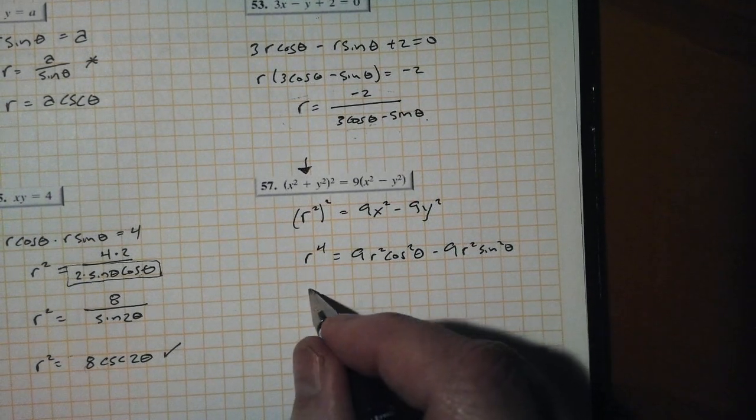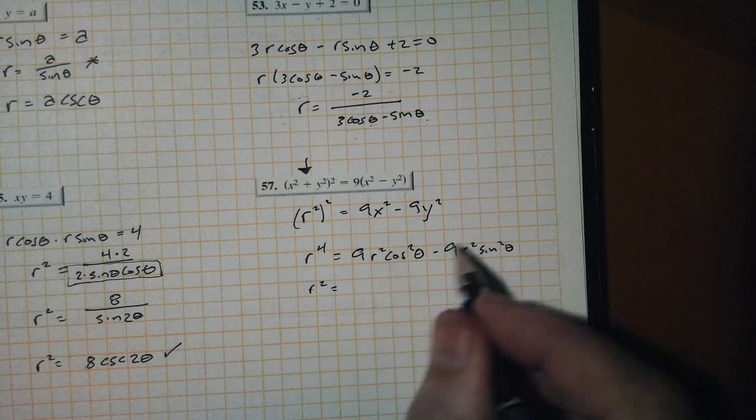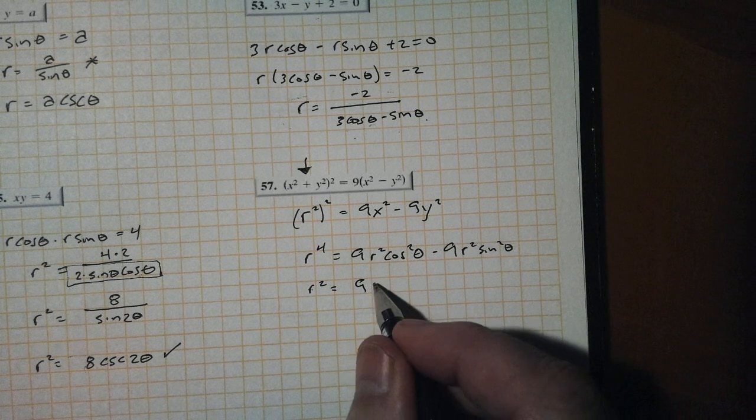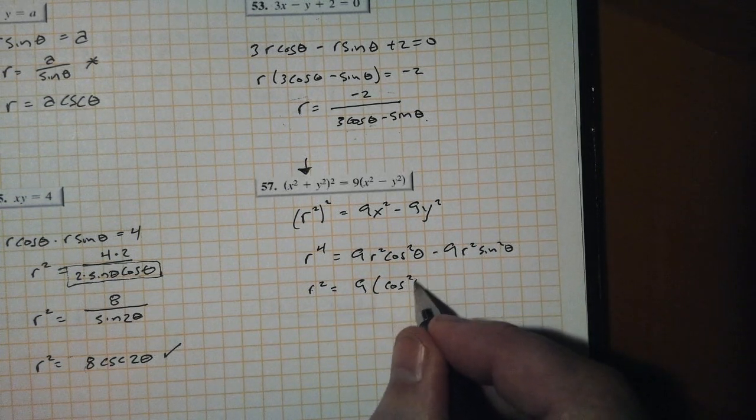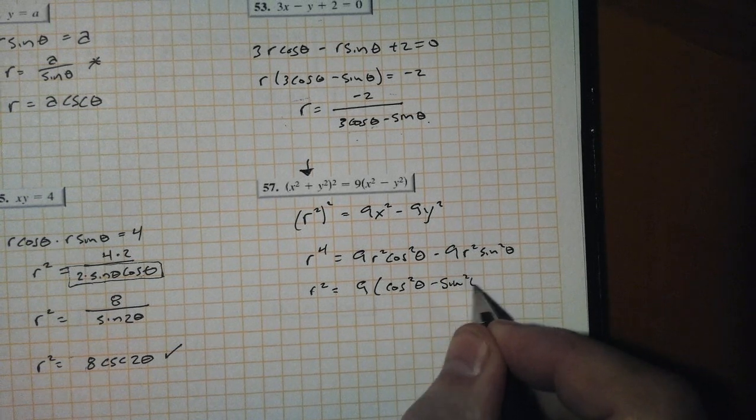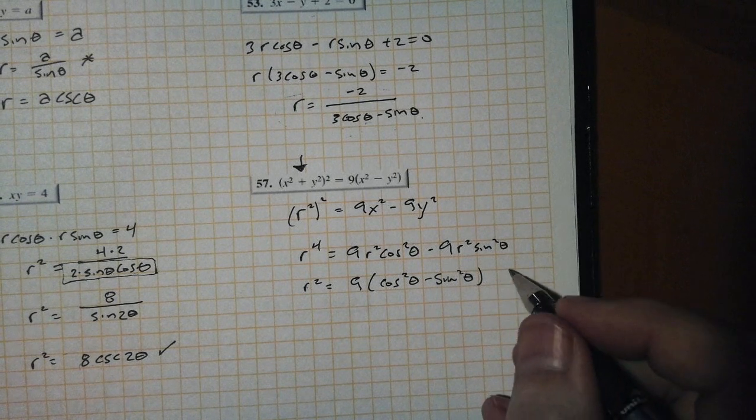Divide both sides by r squared. R squared is, I'm going to divide out those r squareds and factor out a 9. 9 times cosine squared theta minus sine squared of theta. And that's a good answer right there.